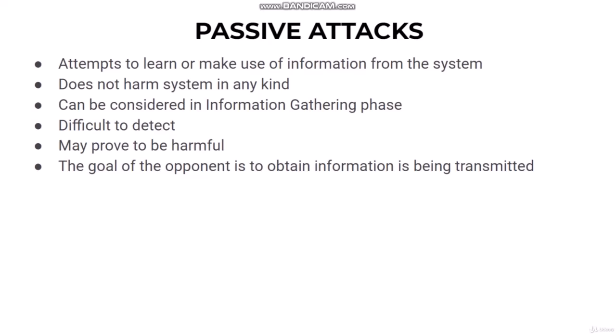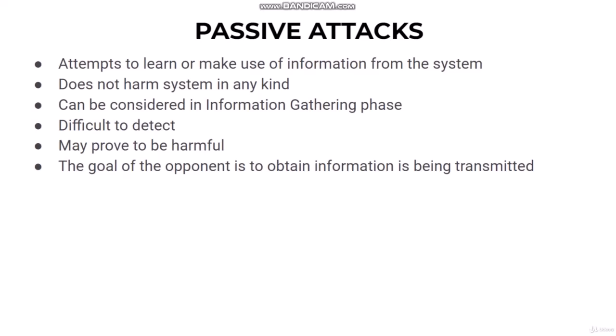So basically, passive attacks do not directly include the interference of the attacker with the system. The attacker observes the information that is going in and out of the system. Passive attacks are basically difficult to detect and they may prove to be harmful. So the main goal of a passive attack is for the opponent to obtain information that is being transmitted. There are two types of passive attacks: information disclosure and traffic analysis.